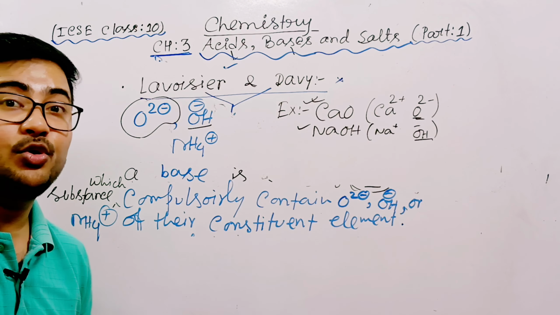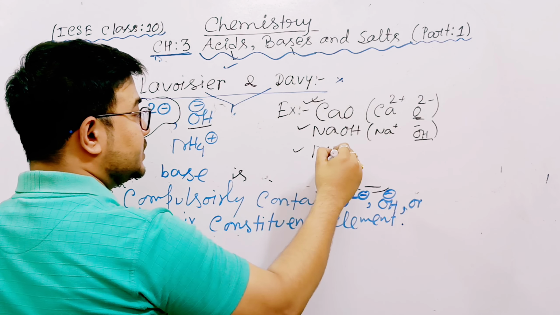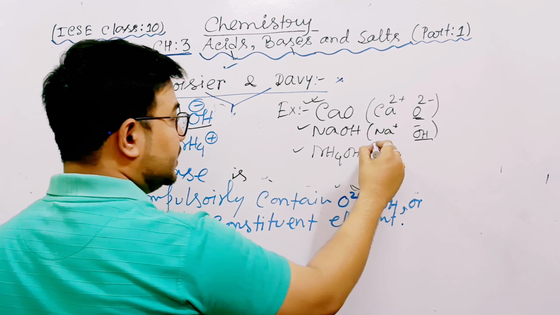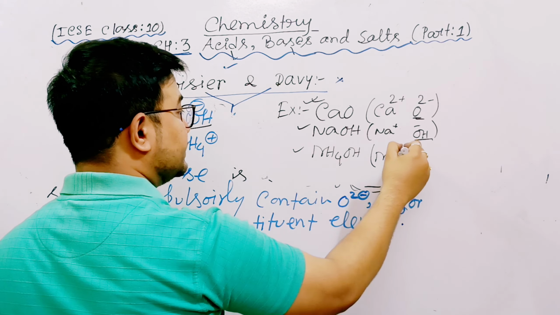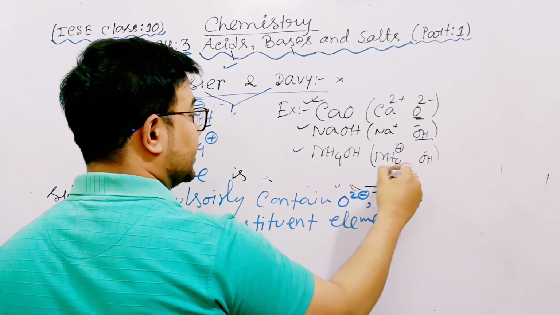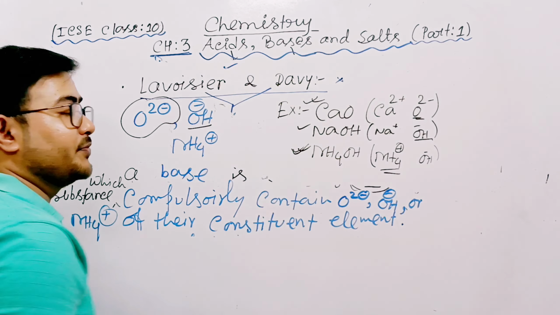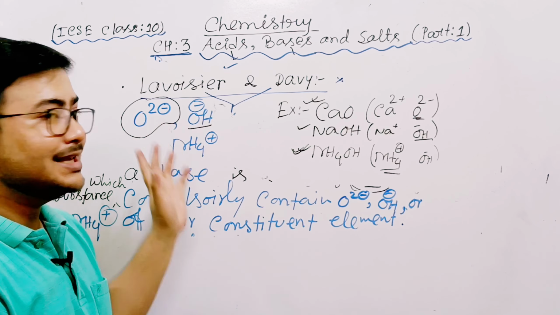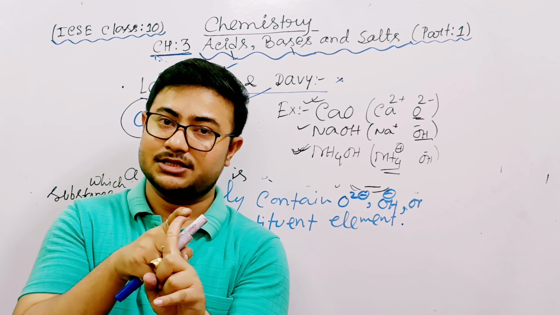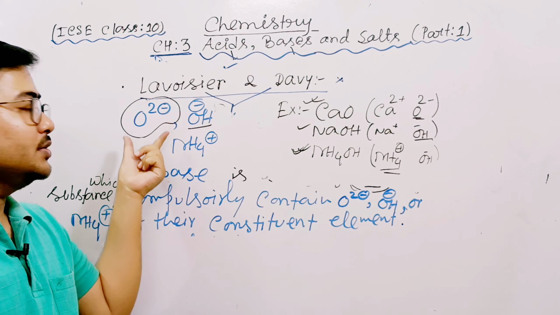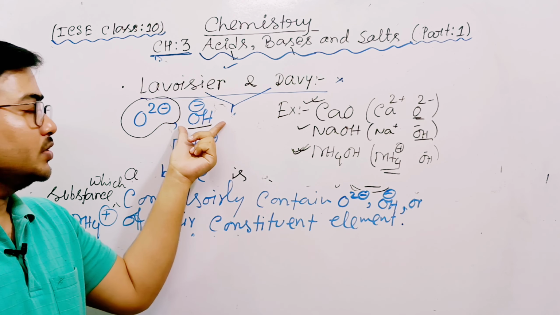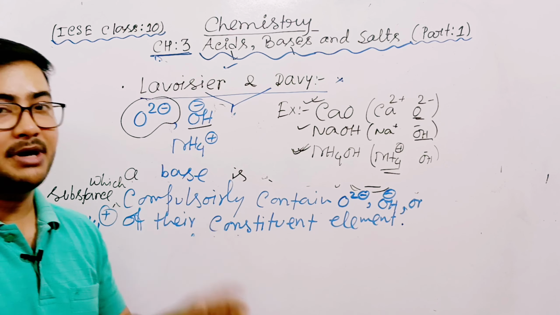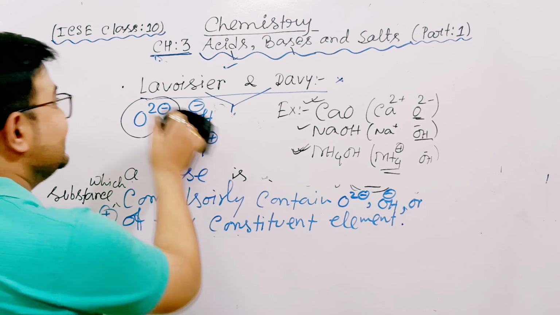Now last is ammonium ion. So NH4OH, what is the name? Ammonium hydroxide. So if you cleavage it, NH4 plus OH minus. So NH4 plus is here, so it is also a base. So the generalized concept, acid means H plus, base means either O2 minus or OH minus as well as ammonium ion. Done. So this is the primary concept about acids and base.